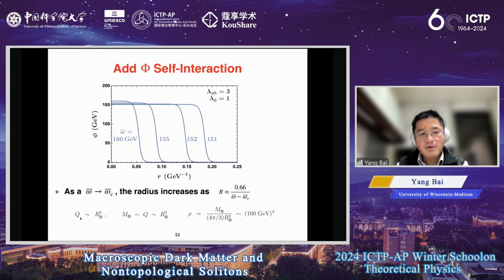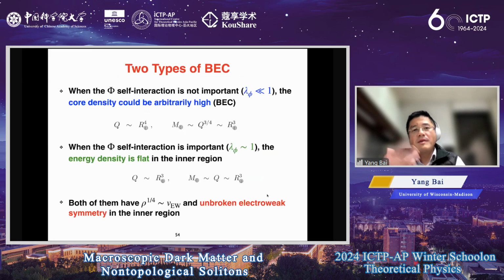For this case, in general, you have the Q charge, the total charge, proportional to the radius cubed. The mass is proportional to Q, and proportional to the radius cubed. The energy density is just related to the intrinsic scale in the problem. For this case, you say it's the electroweak scale, for example, right? So by solving for this object, a non-topological soliton, we kind of already see two interesting types of BEC state.